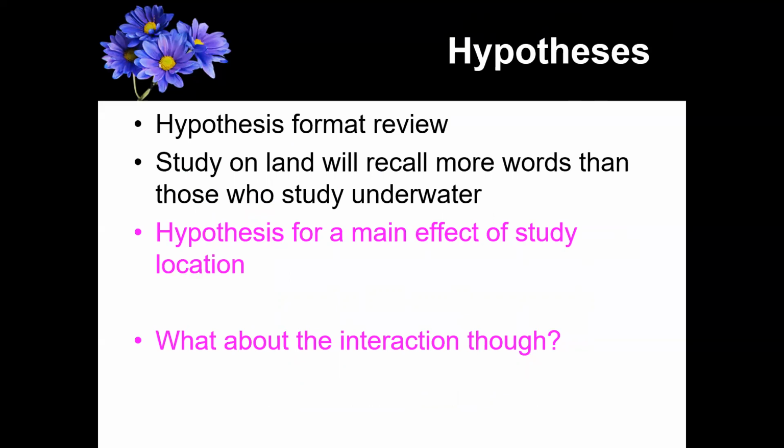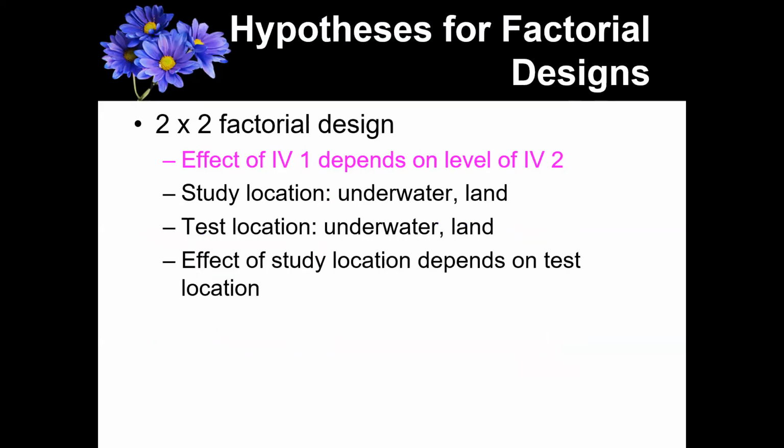So when we have more than one independent variable, if we were to say, again, we're testing both where you study and where you test, that those who study on land will recall more words than those who study on water, well, this is only a hypothesis for a main effect of study location. It's not saying anything about the interaction. So this is no good. If we have more than one independent variable, we need to talk about the interaction in our hypothesis. So we might instead say that the effect of study location depends on test location. That's a hypothesis for an interaction.